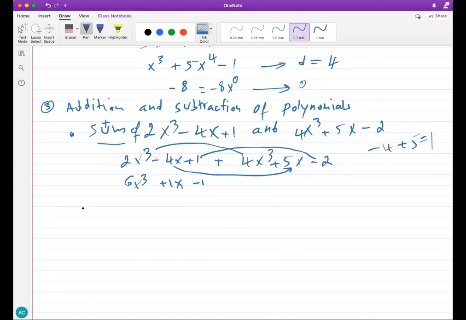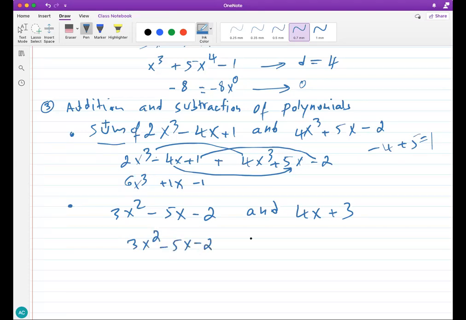Okay, so let's do another example. This time let's say 3x to the second. Okay, so we have this trinomial. We want to add it to this binomial. So first you want to write all the terms. So this one plus 4x minus 3. 4x plus 3 or minus 3? 4 plus 3. Okay, and then combine like terms.